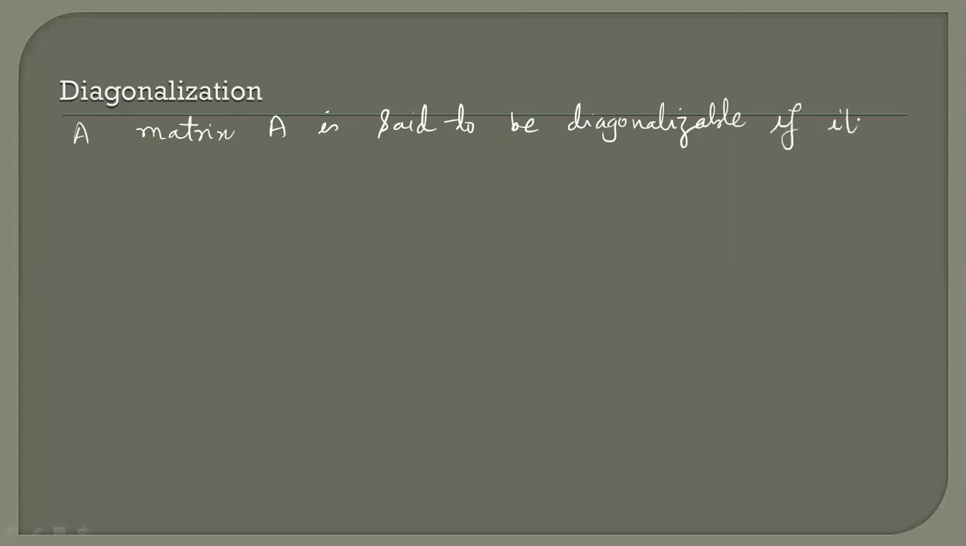Next is diagonalization. It is very similar to the similar matrix definition. What is diagonalization? A matrix A is said to be diagonalizable if it is similar to a diagonal matrix.